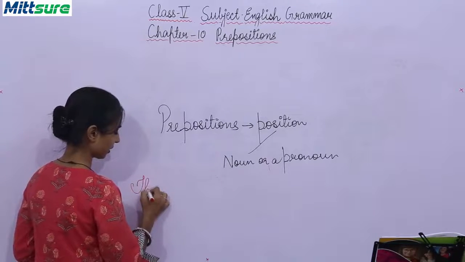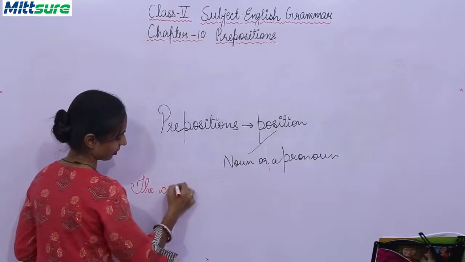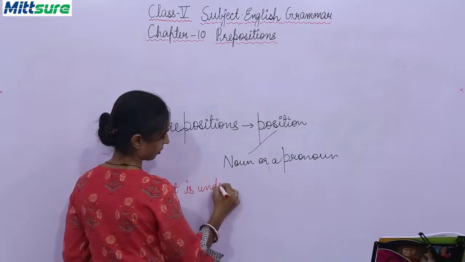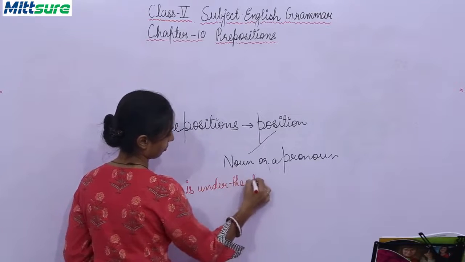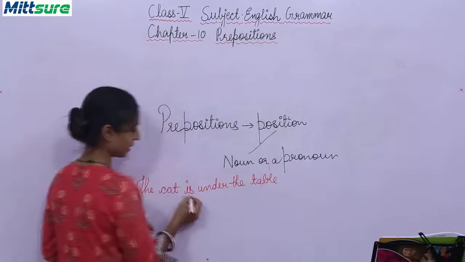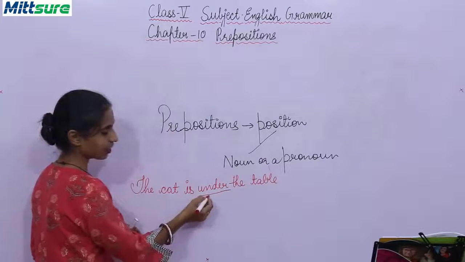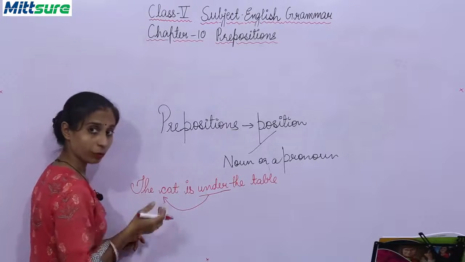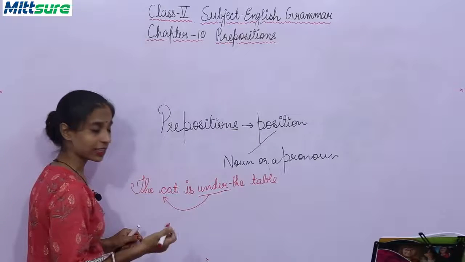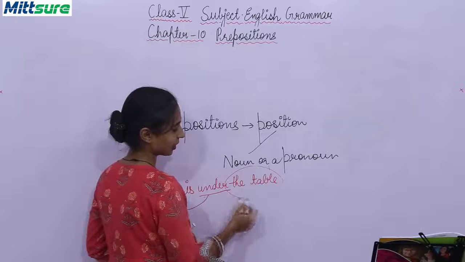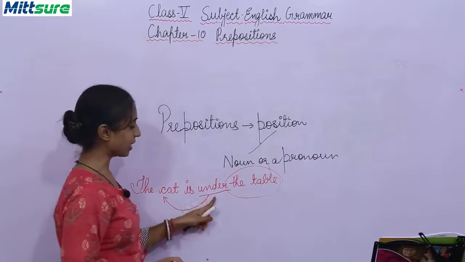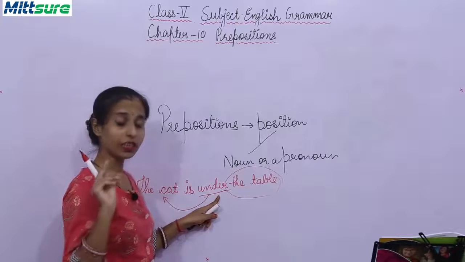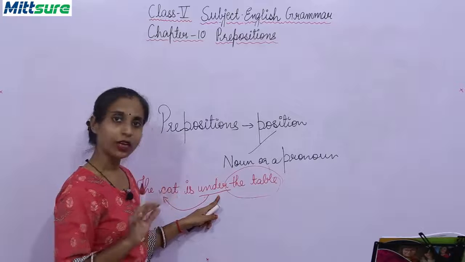The cat is under the table. Here, this under word is showing the position of the cat. The position of the cat, that where is the cat? It is under the table. So, this under is a preposition as it is telling the position of the cat. I hope I am clear to you.